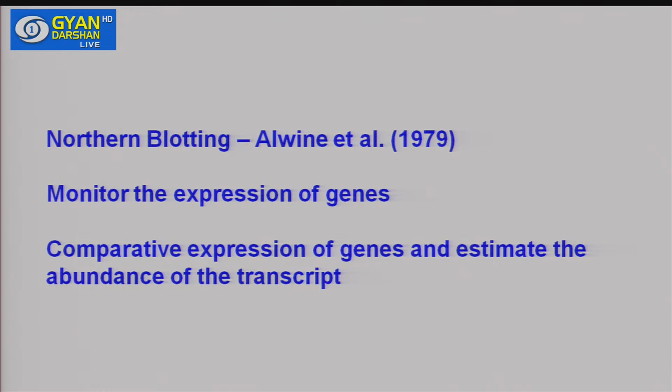So it is used to monitor the expression of genes, for the comparative expression of genes, and to estimate the abundance of the transcript. How much transcript is being generated? What is the level of the mRNA? Because transcript basically means the messenger RNA. So how much RNA is being produced? So you are analyzing at the RNA level, and in Southern blotting you were analyzing it at the DNA level.